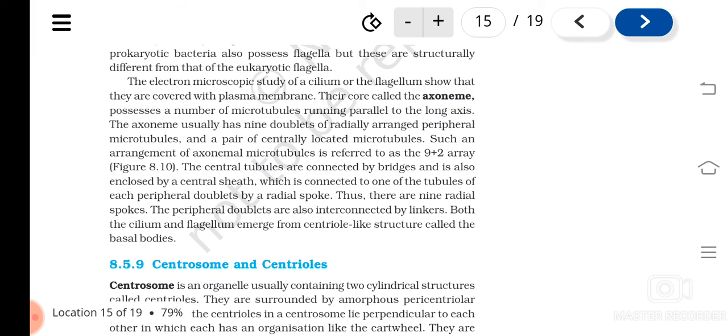9 plus 2 array. Okay, the central tubules are also connected by bridges and enclosed by a central sheath. Okay, and the peripheral tubules are connected to one of the central tubules through radial spokes. So from the center each of the 9 doublets is connected, so there will be 9 radial spokes. And the peripheral doublets are connected by linkers.